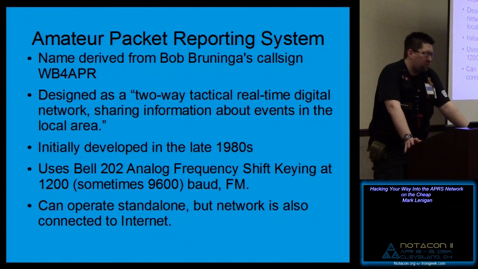There were actually a couple of forerunner networks that he worked on, but I couldn't find any verifiable sources about what these were. It was all like Wikipedia and a bunch of citation needed stuff. So I kind of left that out. But the basic signaling of the network is Bell 202 analog frequency shift keying at 1200 baud. Occasionally people will go to 9600 baud, and that's kind of more and more frequent.